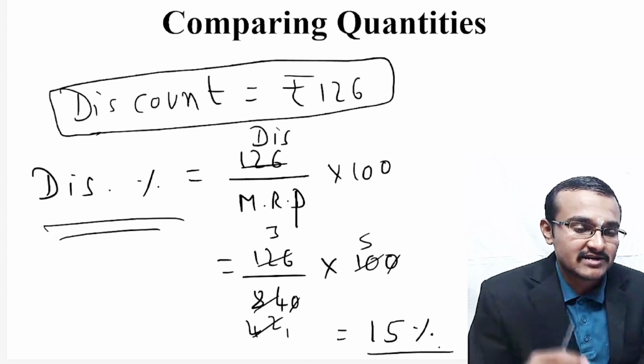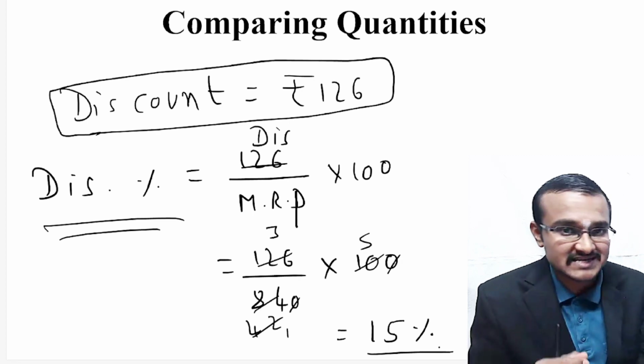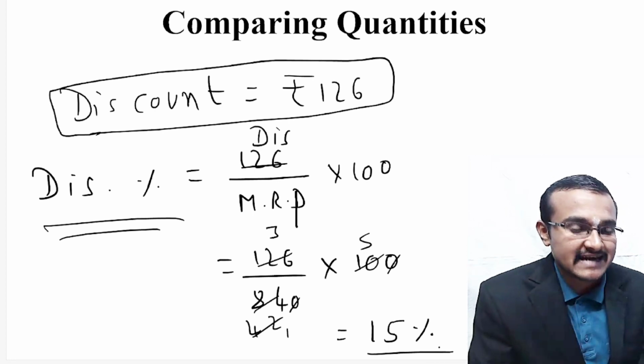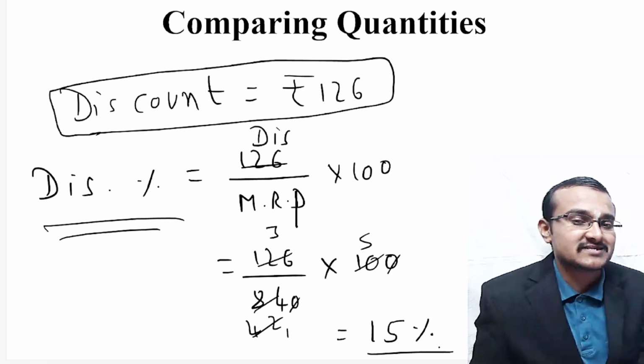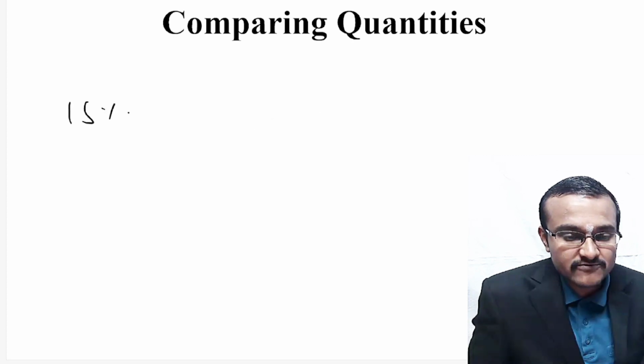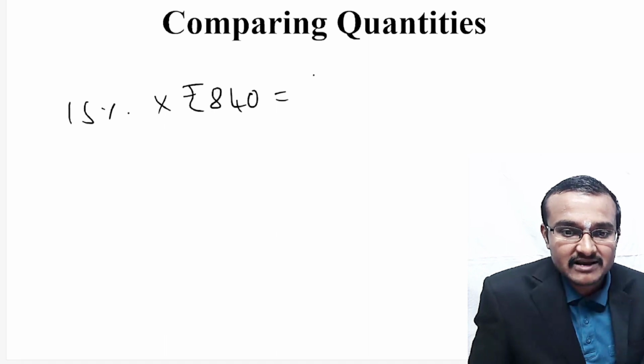So if a particular product has 840 rupees as its MRP, and if that shopkeeper is giving 15% discount, that shows 126 rupees is the discount, because 15% of the total MRP, that is 840, will be 15 by 100 into 840.